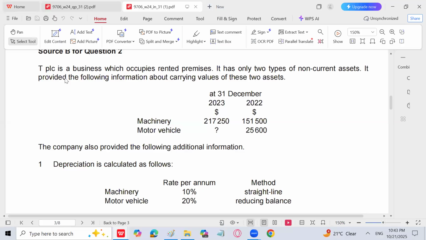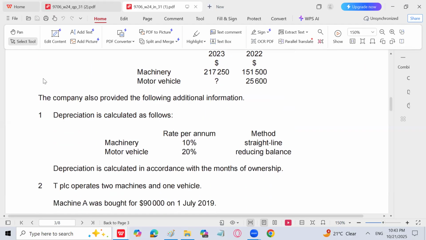So for machinery, it is 151,500 at the end of 2022, and at the end of 2023 it is 217,250. For motor vehicle, 25,600 is given, and for motor vehicle the ending value we need to find out because it is not given, so we need to calculate it. The company also provided the following additional information.